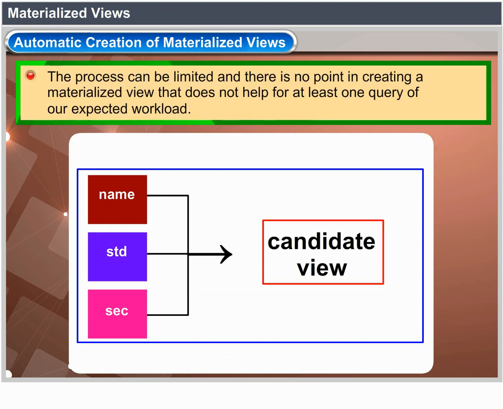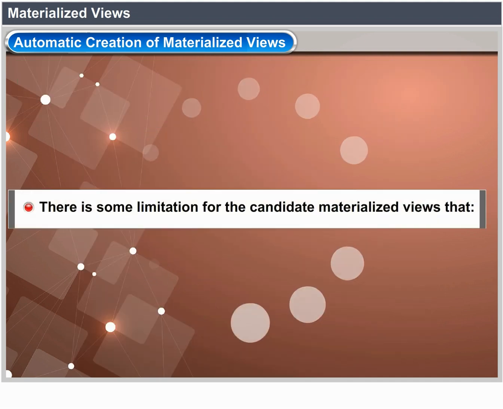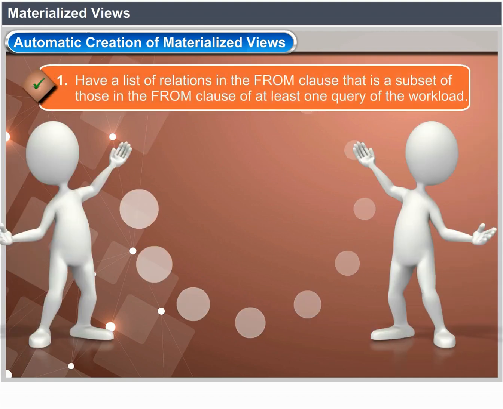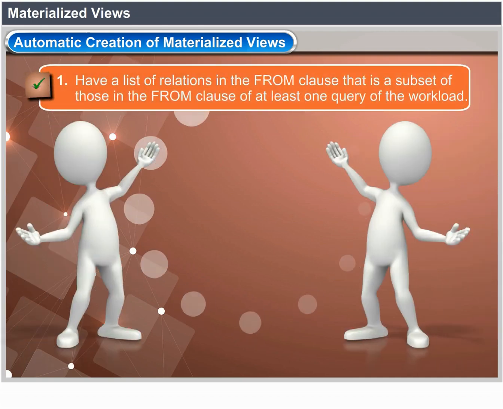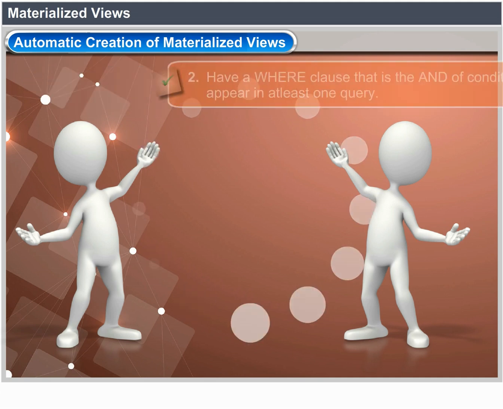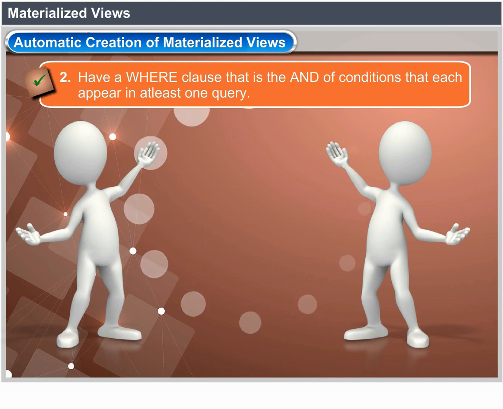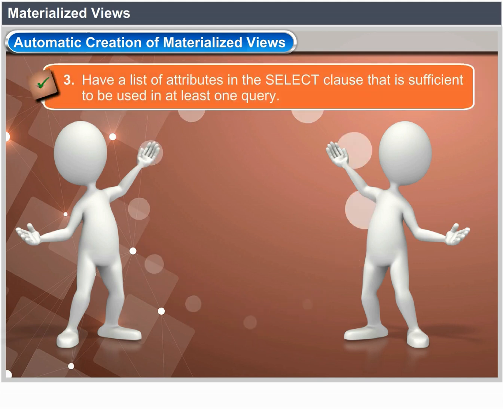The process can be limited if we remember that there is no point in creating a materialized view that does not help for at least one query of our expected workload. We can limit ourselves to candidate materialized views that: Number 1. Have a list of relations in the from clause that is a subset of those in the from clause of at least one query of the workload. Number 2. Have a where clause that is the AND of the conditions that each appear in at least one query. Number 3. Have a list of attributes in the select clause that is sufficient to be used in at least one query.